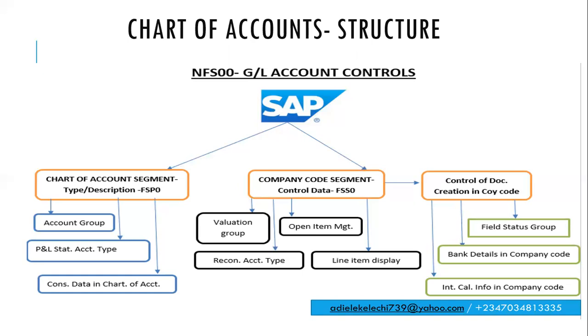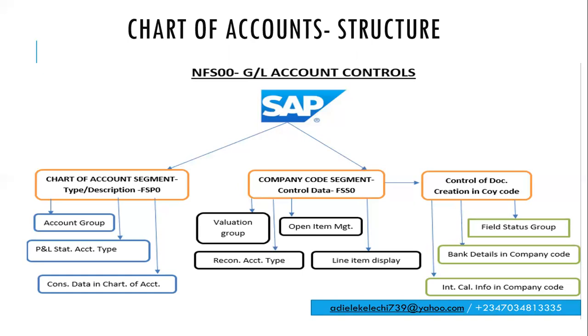The second segment of your chart of accounts in SAP is the company code segment. The company code segment is, of course, the largest segment, and it's company code specific. You have information about your valuation group, your open item management, your reconciliation account type, your line item display, and of course, a tab. At the company code level, you can control documents from your chart of accounts using the field status group, the bank details in company code, and the interest calculation information in company code.